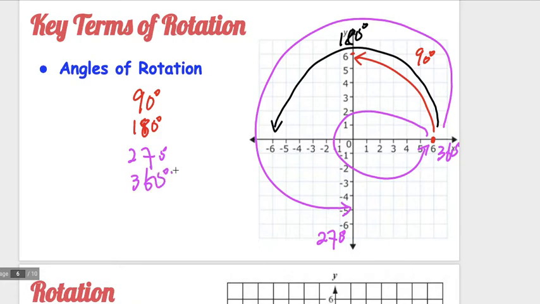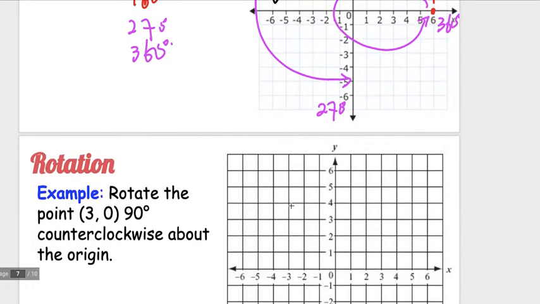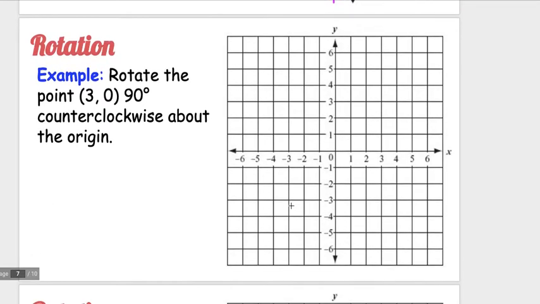Today we are going to work on several different examples to see how we rotate certain points. So let's check several examples here. The first example is to rotate the point 90 degrees counterclockwise about the origin. As you can see, this is a description of the rotation.